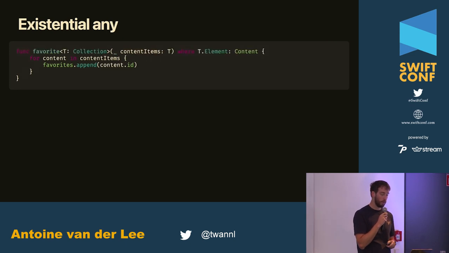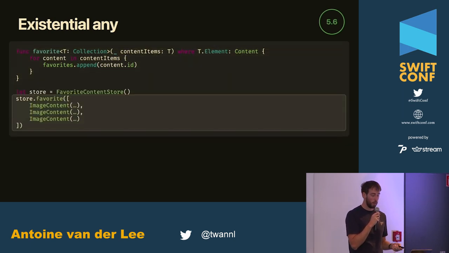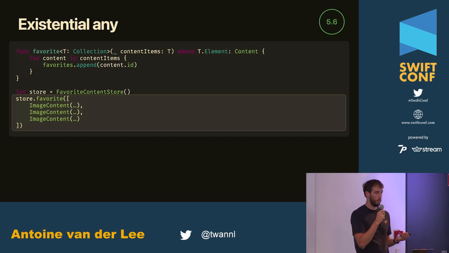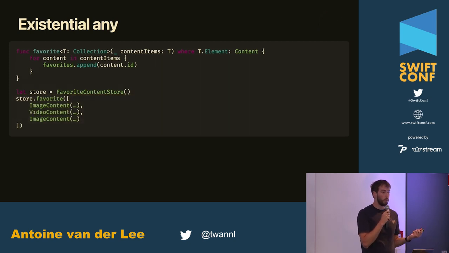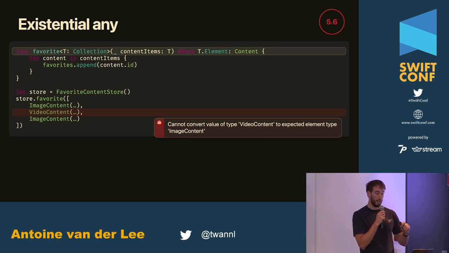Just like before, we can solve it using generics. And if we use it, it just works fine. But there's one catch here, it's all consistent. You know, the type of content is consistent. It's all image content. So if we suddenly introduce a video content there, it starts to break, and this doesn't work. And that's all because we have the constraint where T conforms to collection, and T, that element, conforms to the same type of content.